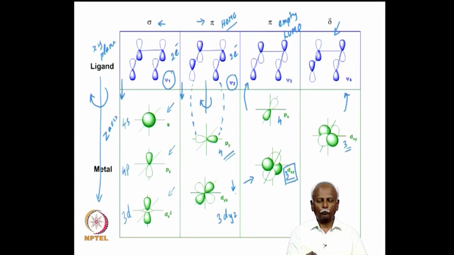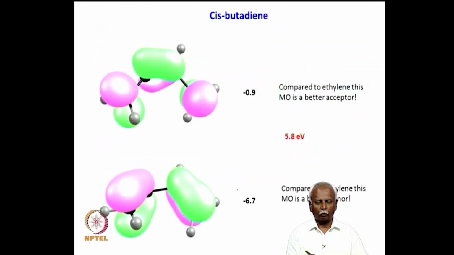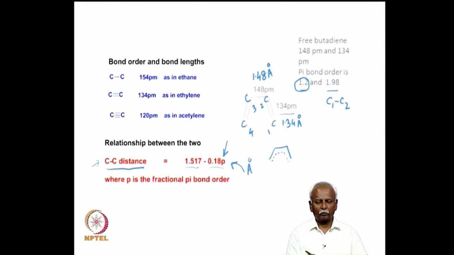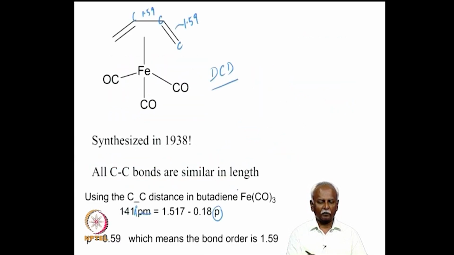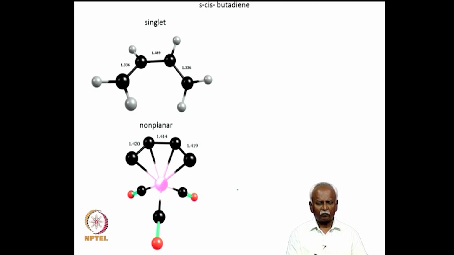So, what we are doing is removing electron density from the pi bonds and pushing it into the pi star orbitals. This results in a weakening of the C1 C2 bond and a strengthening of the C2 C3 bond, because C2 C3 has some bonding interaction in the pi star, or the lowest unoccupied molecular orbital. So, let us take a look at the structure itself.